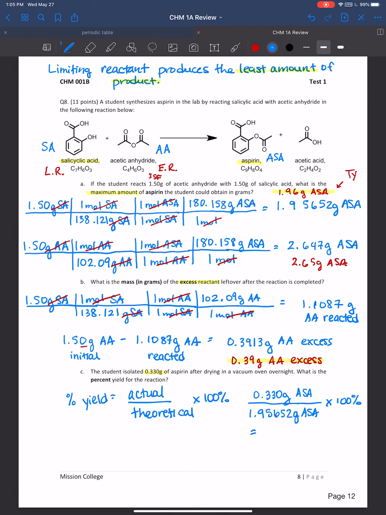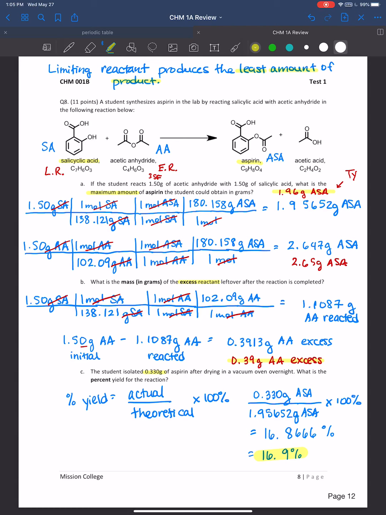And when you plug that into your calculator, you should get 16.8666% yield. And how many significant figures will we round that to? Good, to 3 significant figures. So in this case here, the student obtained a 16.9% yield for this particular synthesis here.